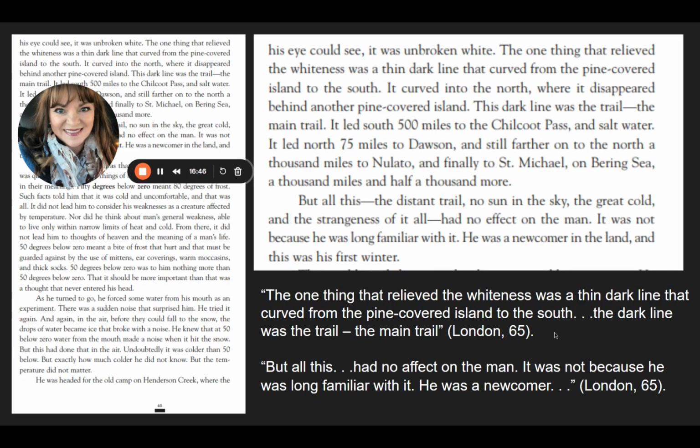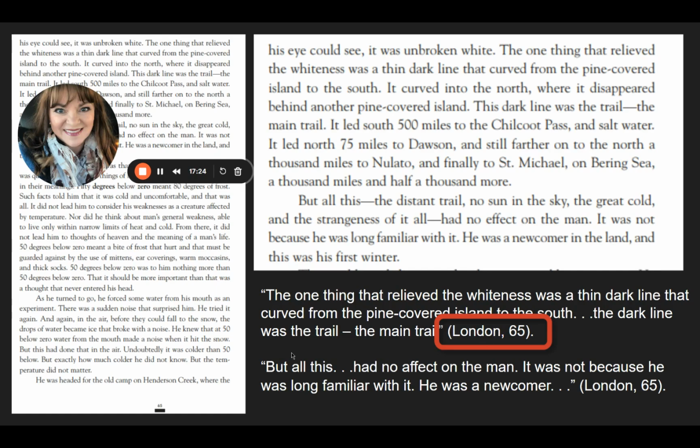The one thing that relieved the whiteness, this is a quote that I'm reading here now. The one thing that relieved the whiteness was a thin, dark line that curved from the pine-covered island to the south. The dark line was the trail, the main trail. Wow. And then notice how I have in parentheses the author's last name, comma, and the page. So this is page 65. You can see that at the bottom. You put another bracket around it and the period goes on the outside. I'm going to be looking for that in some writing exercises at some point, that you know how to properly cite.